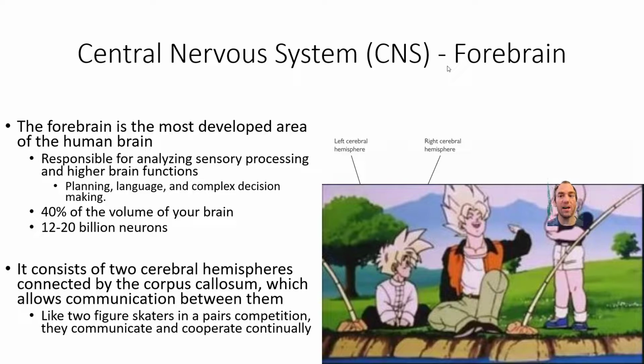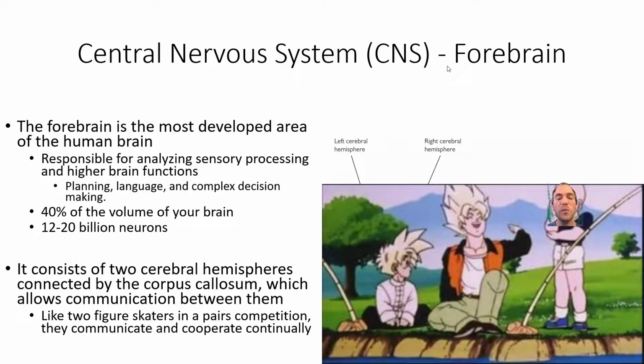The forebrain makes you human, because this part of the brain takes up so much, being 40% of your total brain volume. That can represent again how complex and important it is to the brain, because it requires a lot of energy. It takes up a lot of space. When something biological takes up a lot of space and requires a lot of energy, that means it's evolutionarily very important. So the forebrain consists of two cerebral hemispheres connected by the corpus callosum, which allows communication between them.